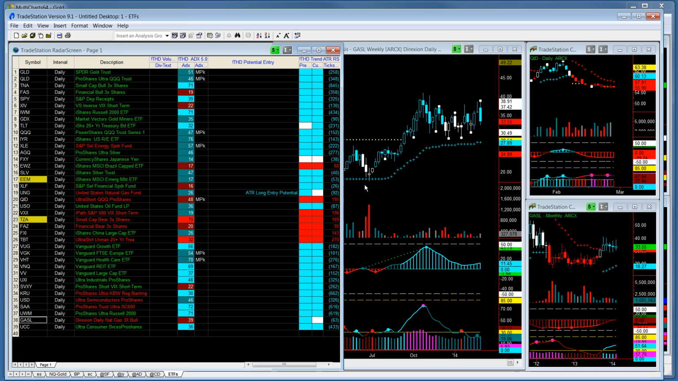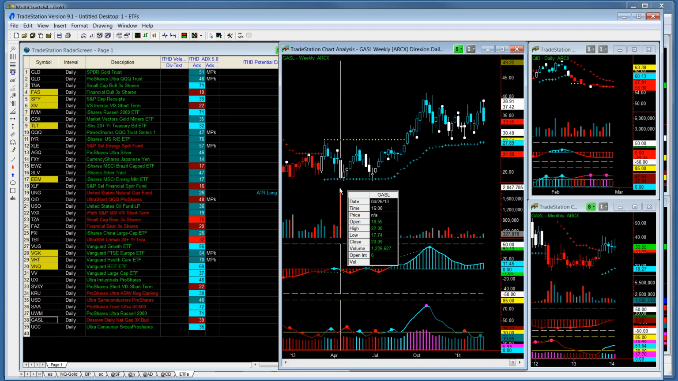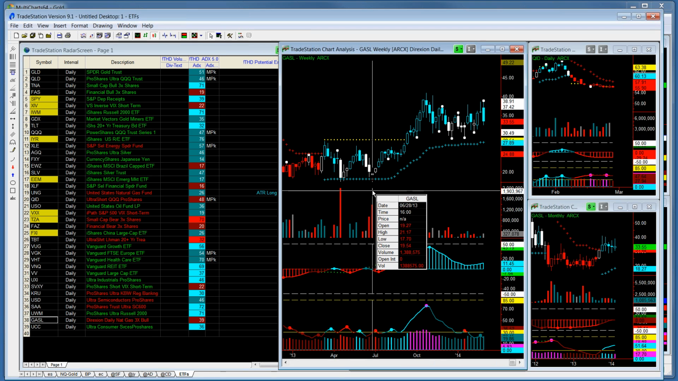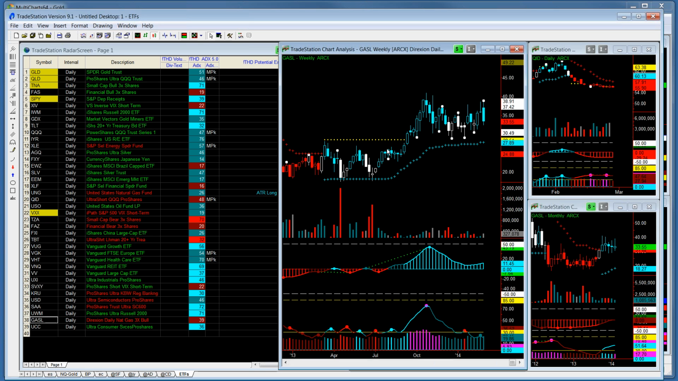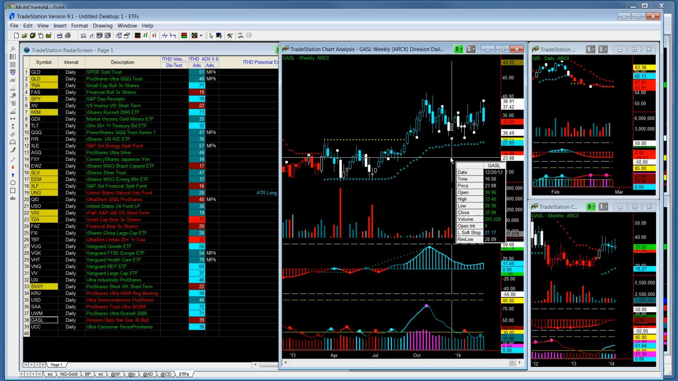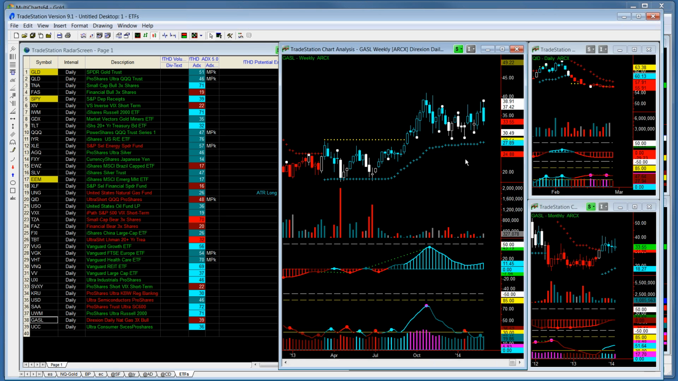GASL. There was divergence between this low and this low. I would have done a credit spread on that though, especially because you probably had this right up above you. Then you had divergence here. You had divergence here. Not here because that's not a lower low. So you've had two instances of divergence right there.